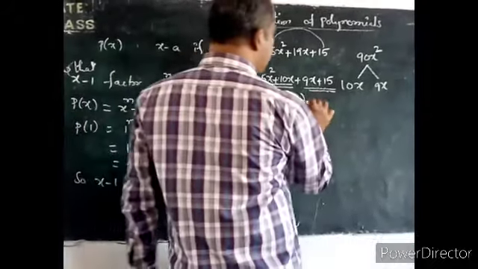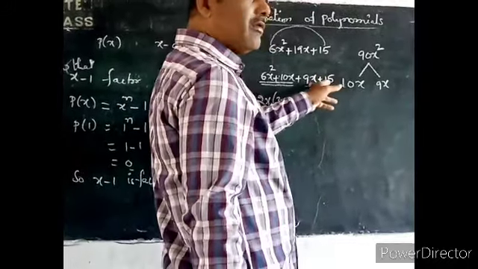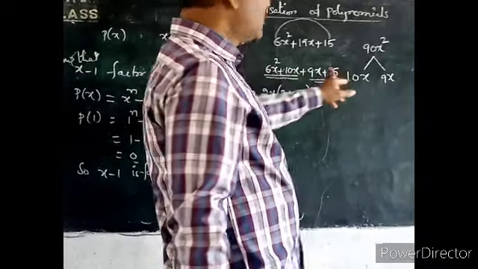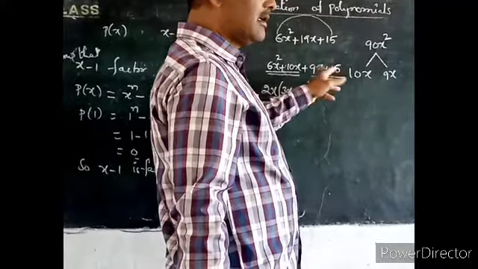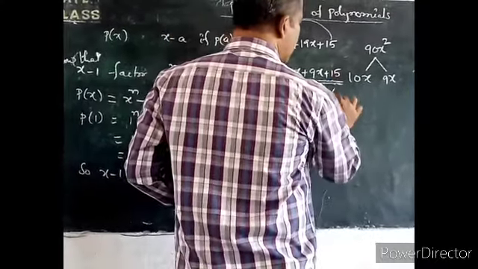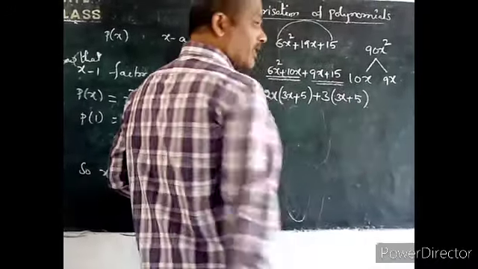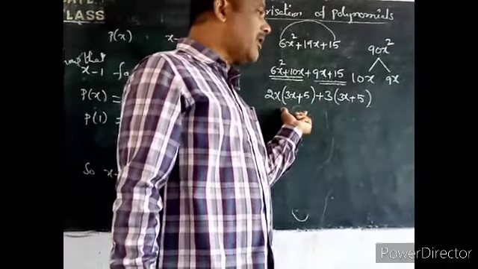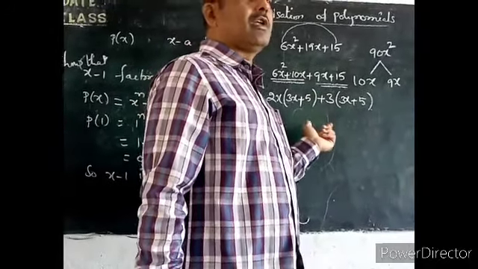In the next part, what is the common? x is not common. The first term contains x, but the next term doesn't contain the x term. So, which table is common now? 3 3s are 9. 3 5s are 15. So, 3 is taken out. So, here 3x plus 5. After taking the common part, in the brace, what term are you getting? That is common. You should write like that only.